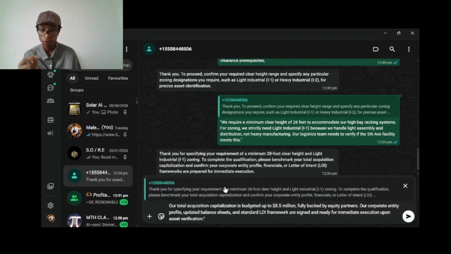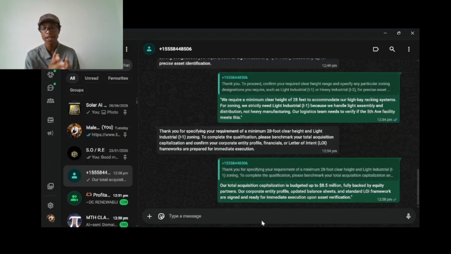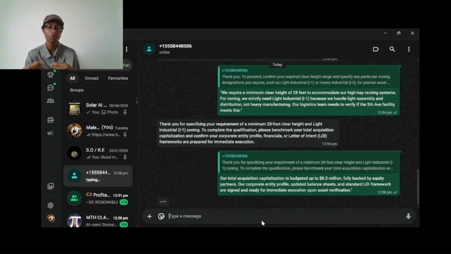"So our total acquisition capitalization is budgeted up to $8.5 million, fully backed by equity partners. Our corporate entity profile, updated balance sheets, and standard letter of intent framework are signed and ready for immediate execution upon asset verification." Now you're looking at this. Just imagine that I'm the lead inquiring for this, and we're going to give this AI agent the chance to read and give us a reply.